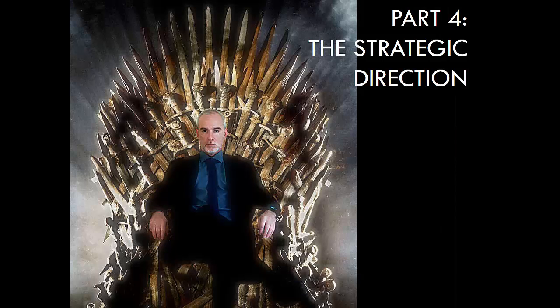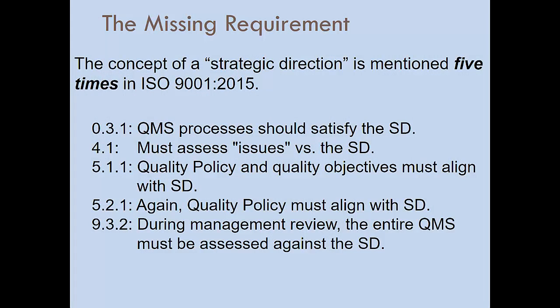The remaining thing that's left is the strategic direction. Strategic direction's concept is mentioned 5 times in ISO 9001 in the new standard. In clause 0.3.1, again, this introductory clause, but it does indicate that QMS processes should satisfy the strategic direction. Now, in the actual requirements clauses, 4.1 says that you must assess those issues of concern versus the strategic direction.